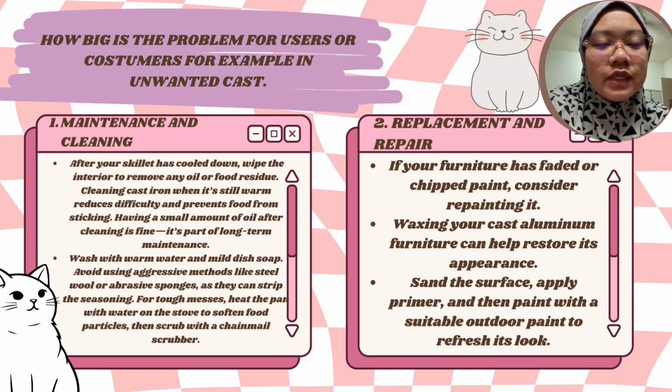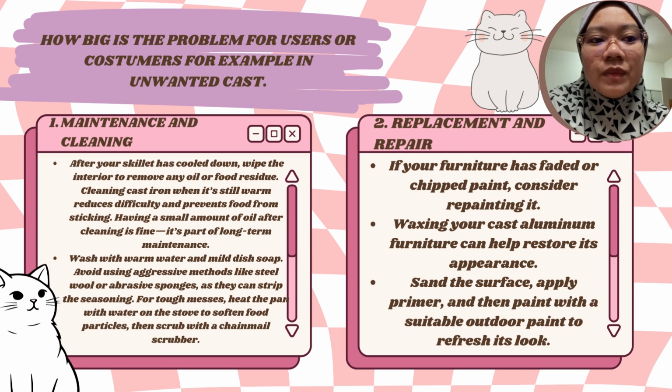First, maintenance and cleaning. After your skillet has cooled down, wipe the interior to remove any oil or food residue. Cleaning cast iron when it's still warm reduces difficulty and prevents food from sticking. Having a small amount of oil after cleaning is fine. It's part of long-term maintenance. Wash with warm water and mild dish soap. Avoid using aggressive methods like steel wool or abrasive sponges, as they can strip the seasoning. For tough messes, heat the pan with water on the stove to soften food particles. Then scrub with a chain mail scrubber.